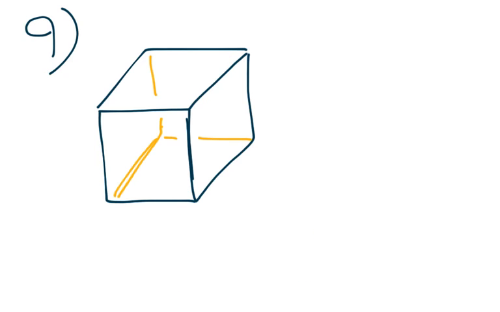Okay, number 9. Jeff built a wooden cube toy box for his son. Each side of the box measures 2 feet. So 2 feet high, 2 feet wide, 2 feet deep. How many square feet of wood did he use to build the toy box, and how many cubic feet of toys will the box hold? So we're looking for 2 answers here.